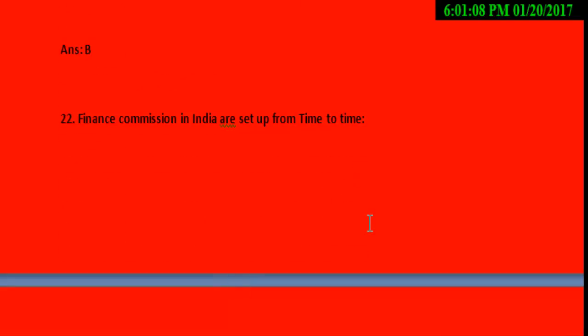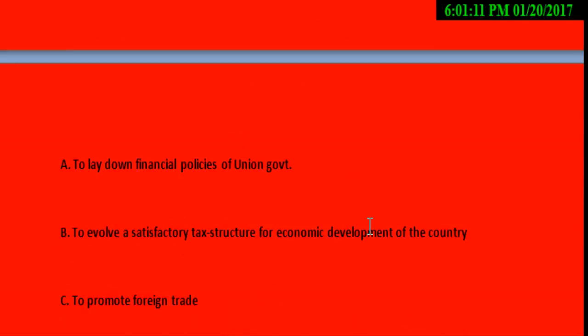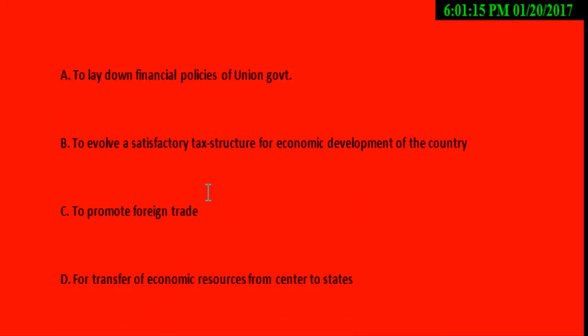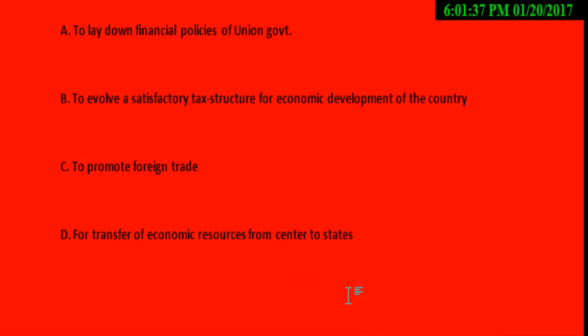Next one is Finance Commission of India set up from time to time. Your options are here. To lay down financial policies of union government, to evolve a satisfactory tax structure for economic development of the country, to promote foreign trade, for transfer of economic resources from center to states. So your answer is for transfer of economic resources from center to states.